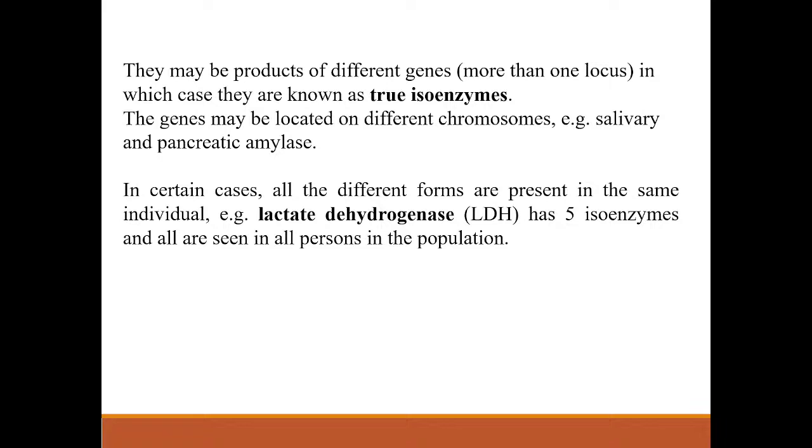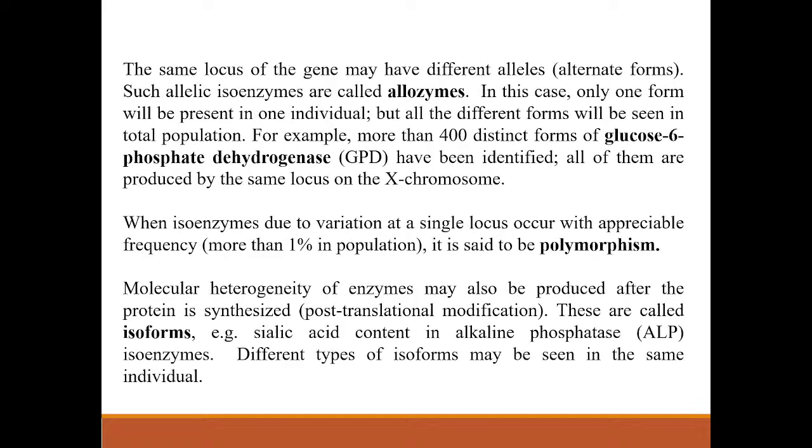Examples are the genes on different chromosomes, like salivary amylase and pancreatic amylase, where different forms are present in the same individual. Another is lactate dehydrogenase, which has 5 isoenzymes and is seen in all persons in the population. You will be seeing the structural differences between the different isoenzymes, what the true isoenzymes are, and their effects with examples.